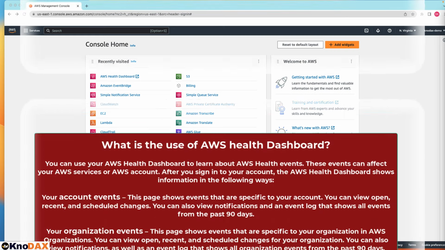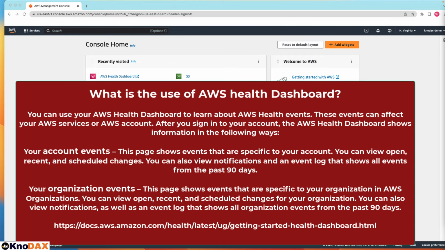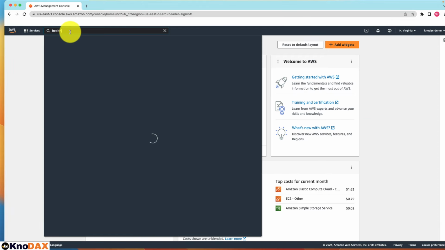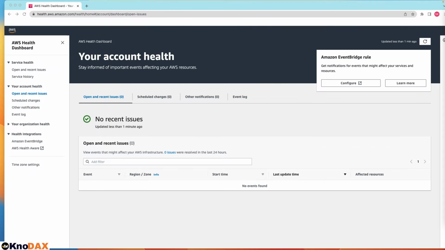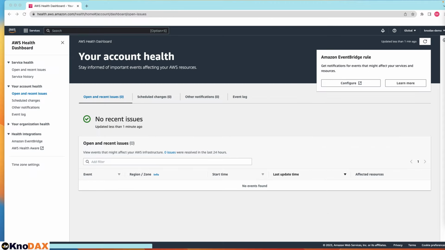Let's get hands-on with AWS Health Dashboard. I'm at my AWS console. Go to the Health Dashboard. I'm on AWS Health Dashboard.